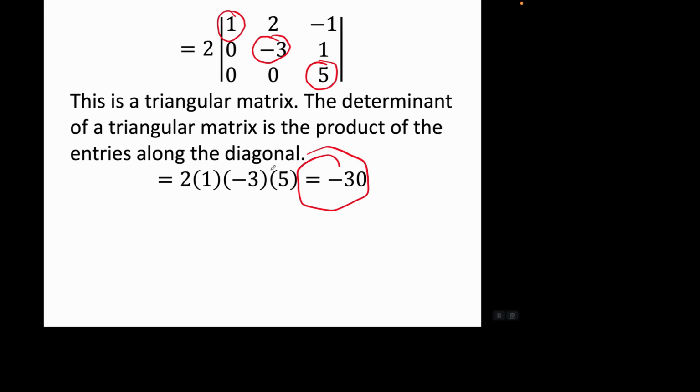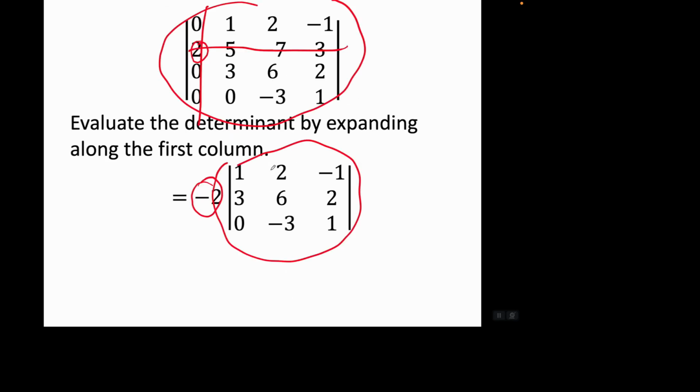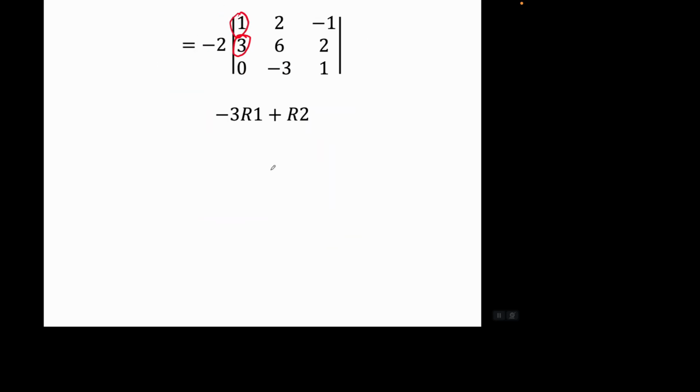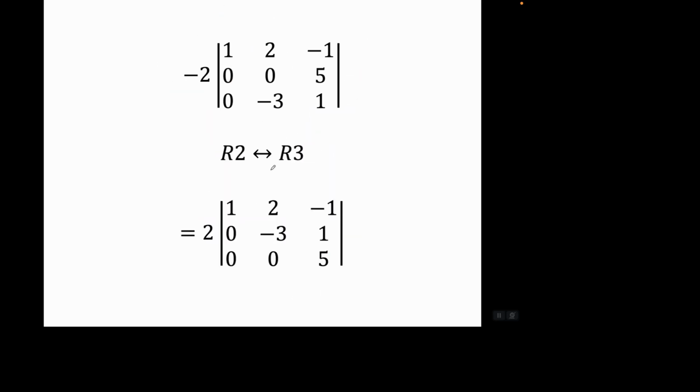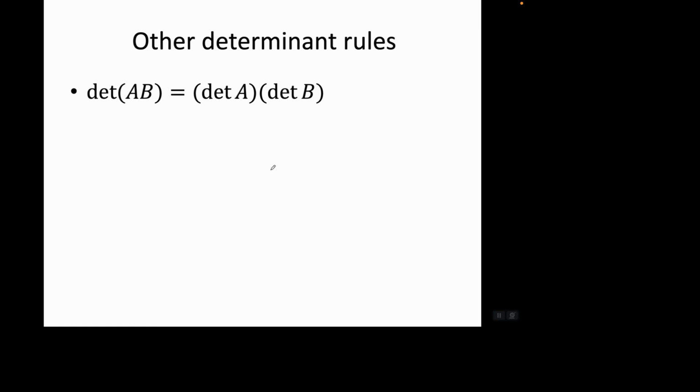Did it save us a lot of time? I think it was worthwhile to get it in this form. I'm not sure if it was really worthwhile to do all this stuff, but what can you say? We had to illustrate what happens when we use elementary row operations to evaluate a determinant.